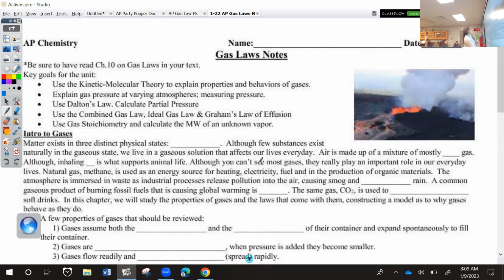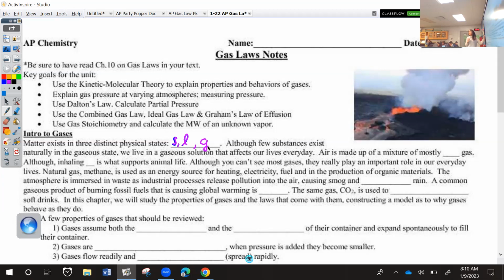So we know that matter exists in three phases. What are those three phases? Solid, liquid, and gas. Perfect. Solid, liquid, and gas. And you know that in a chemical equation, they're written with parentheses around them. Although few substances exist naturally in the gas state, we live in a gaseous solution that affects our lives every day.